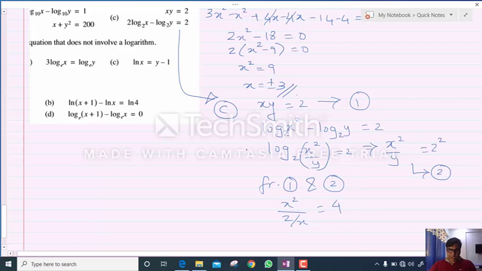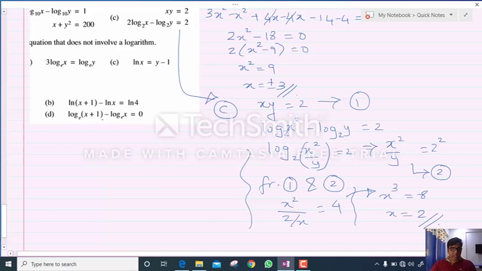Further, on simplification, just check this part. I'll simplify it here itself. Now what I do next is this becomes x cube. X cube is equal to 8. Right? So x is equal to 2. So that is what your answer is. I hope that is understood. Fine. Okay. So that was the C.